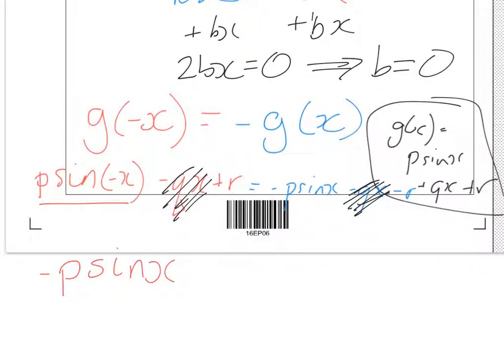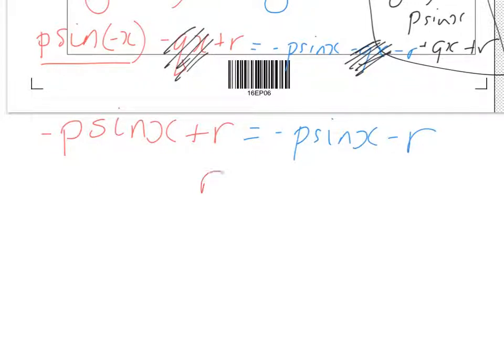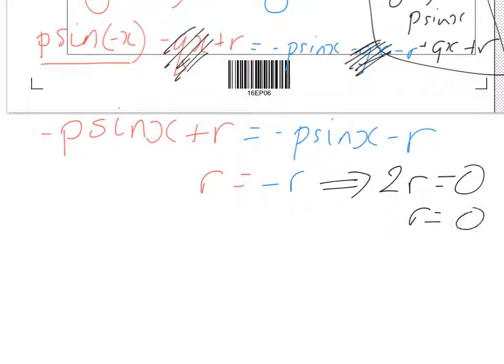The sine of minus x and minus sine x are the same because sine is an odd function. And that means that you have a minus p sine x appearing on both sides. And we end up with r is equal to negative r, which is the same thing as we had just a moment ago, essentially. 2r is 0, so r is 0.